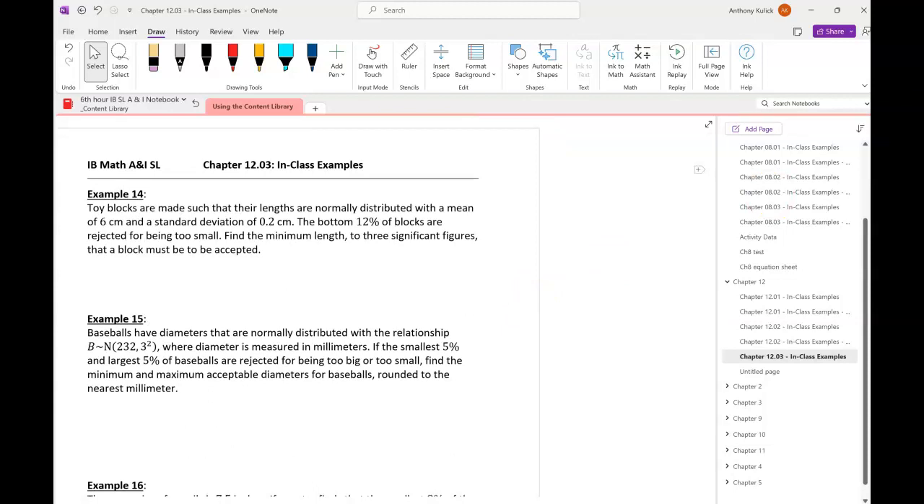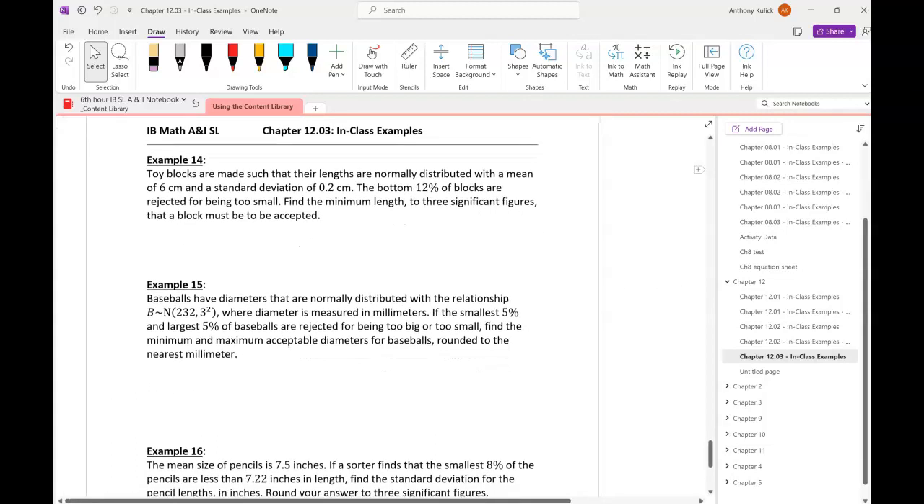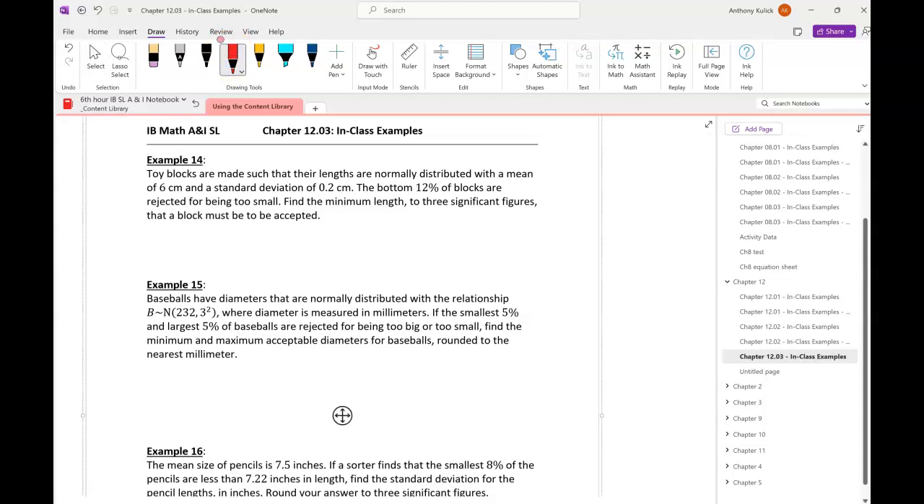Or example set. Aiden. Toy blocks are made such that their lengths are normally distributed with a mean of 6 centimeters and a standard deviation of 0.2. The bottom 12% of blocks are rejected for being too small. Find the minimum length to 3 sig figs that a block must be to be accepted.